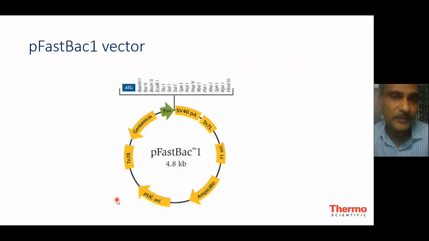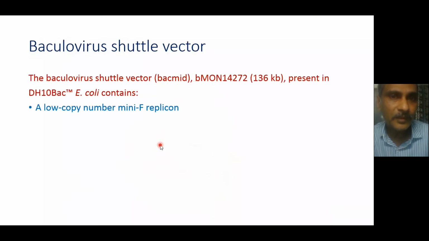Then a very important aspect of this particular system is using the bacterial Tn7 transposon. All of you know that transposons are jumping genes. So in this vector, we have the Tn7 left and right sequences put here. In between the two sequences, we have the gentamicin resistance marker, the promoter where we clone our gene of interest, and the polyadenylation site. Whatever sequence is between these two transposon sites will be transposed from our vector onto the baculoviral genome. How that happens, I'll tell you in the next slides.